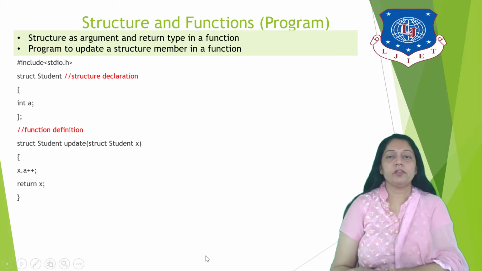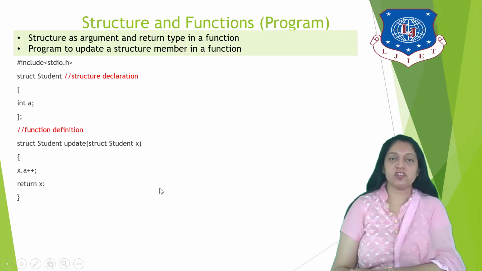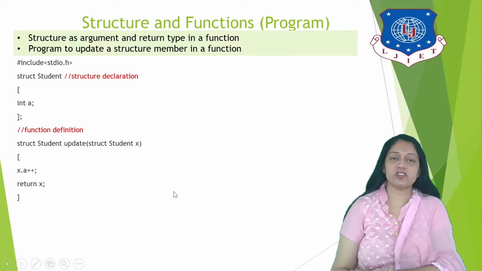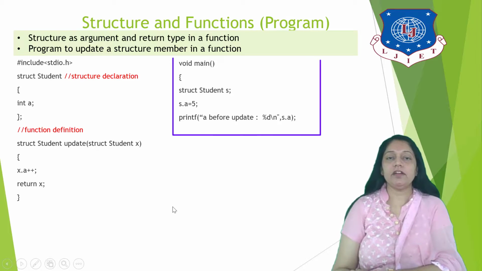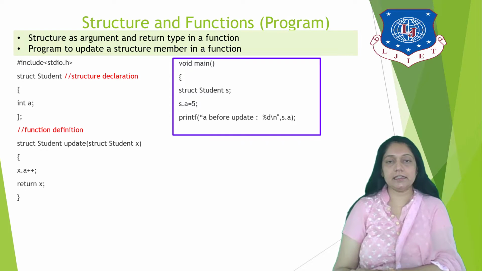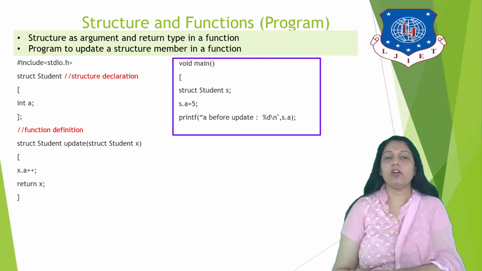Okay, so up to this point, what we have done is we have declared a structure, we have made a function, and in the function we are passing a structure as an argument and a structure as the return type. Now we'll make a main function in which we are going to call this function update. How will we do that? void main. First I'm creating a structure variable, struct student s. You can see in my complete program there are two structure variables. One is x, another is s. x is a local variable of the update function and s is a local variable of the main function. Now using this structure variable s, I'll initialize the member A. So s dot A is equal to 5 and I'll display the value of A.